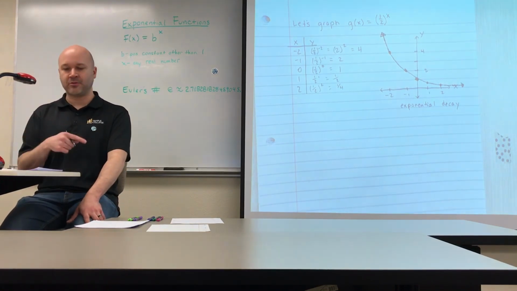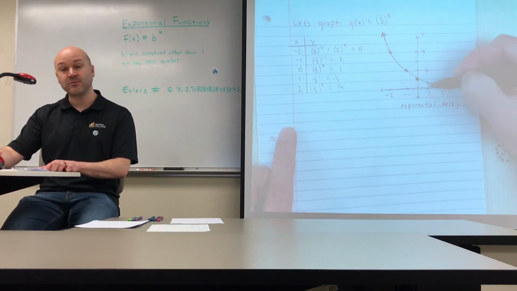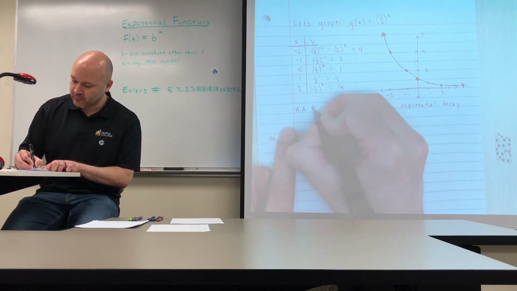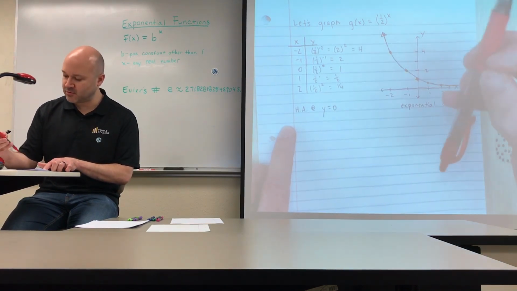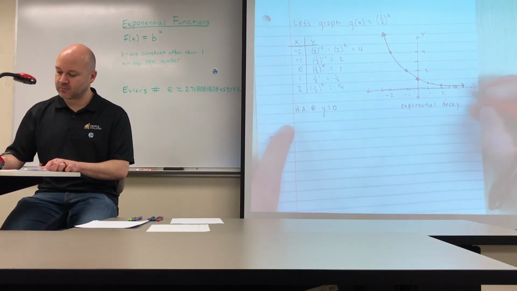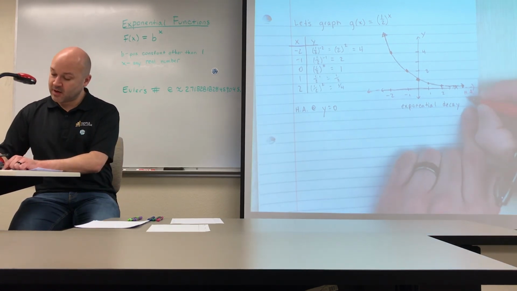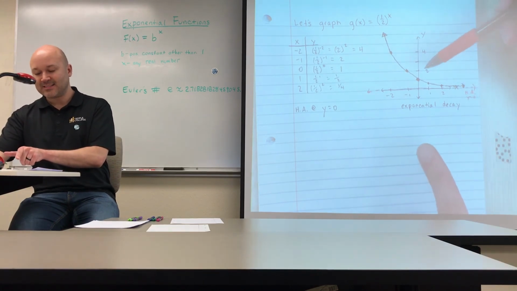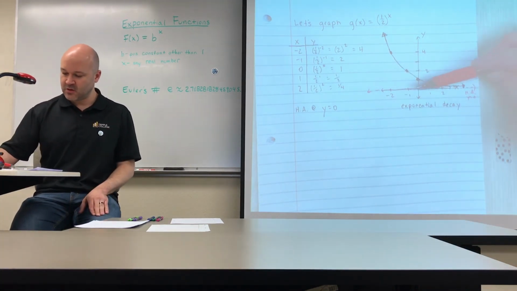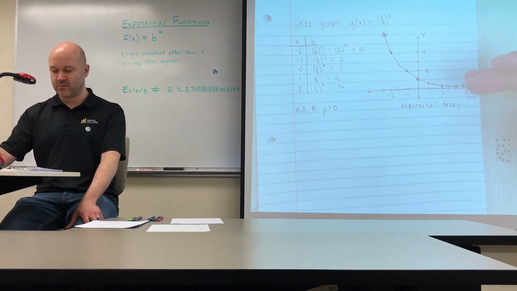All right, this looks so familiar to the previous one. Let's talk about it. I have a horizontal asymptote again at y equals 0. Maybe I'll graph that real quick. And as x approaches negative infinity, the function is going to positive infinity. So I'm rising on the left. I'm falling on the right, but I'm never going to hit 0 or go into the negative region.